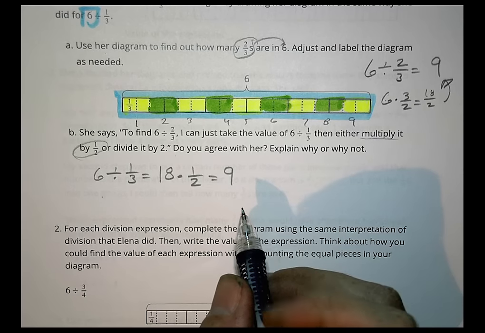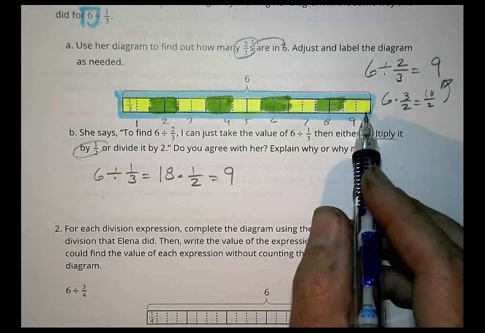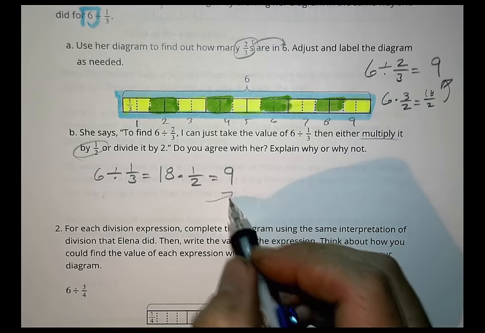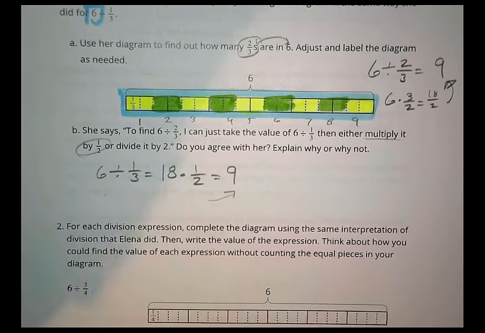So what she's doing is how many 1/3 are in the whole thing, and then because it's 18 of those, we're going to cut each of those in half to say we end up only with 9. So we would agree that would work out just fine. Sorry, second guessing myself for a second there.